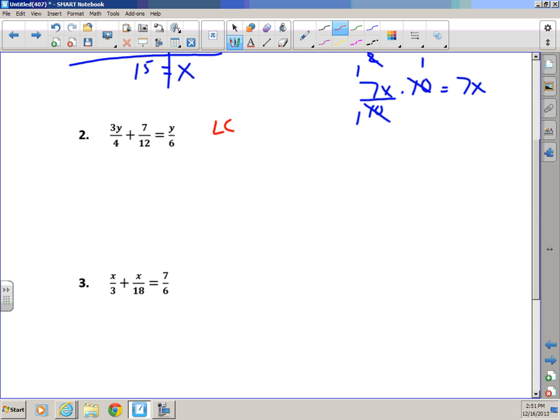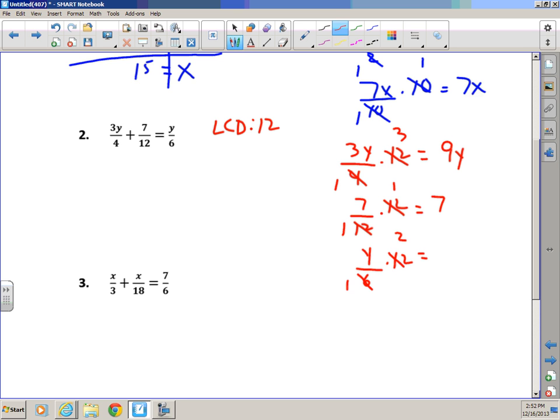Okay, LCD here is 12. And again, do all of this math off to the side, because if you try to do it in where the equation is, it's going to become a big mess. Okay, so 3y over 4 times 12 becomes 9y. 7 over 12 times 12 is 7.